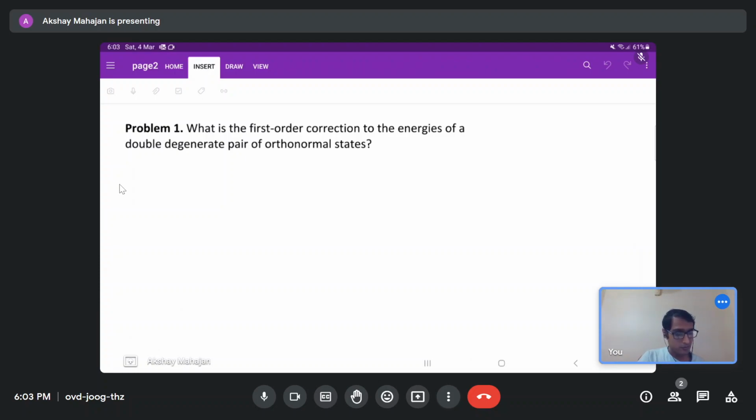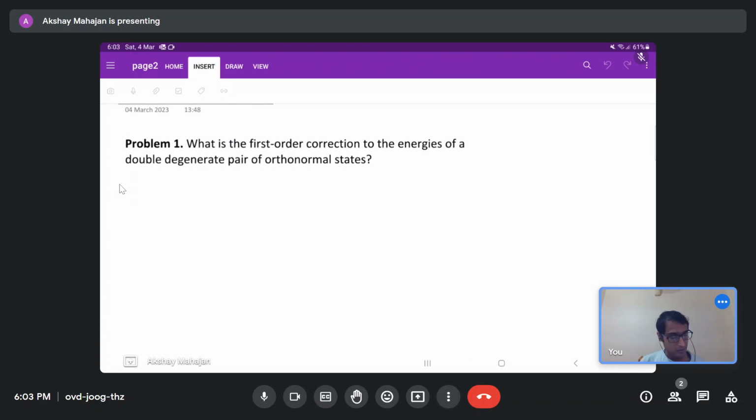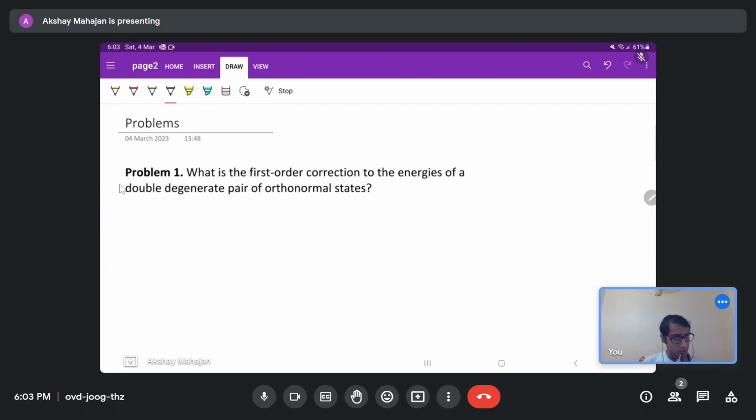The first problem is: what is the first order correction to the energies of a doubly degenerate pair of orthonormal states? This is basically the simple degenerate problem that we had. We have to find the first order energy correction for a doubly degenerate pair of orthonormal states. So what will be our method to solve this question?